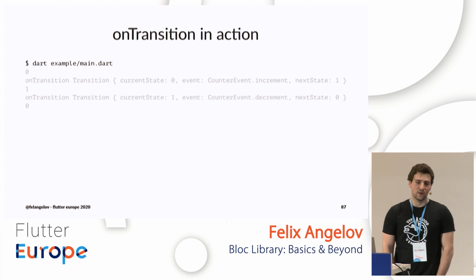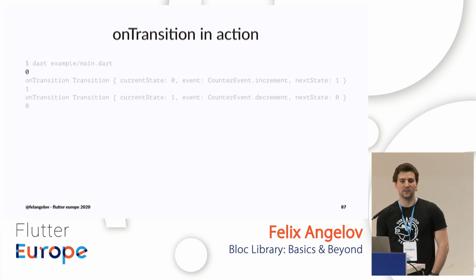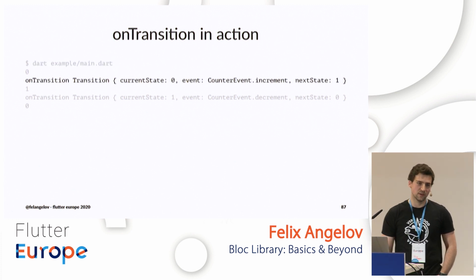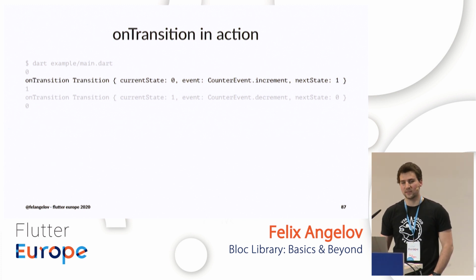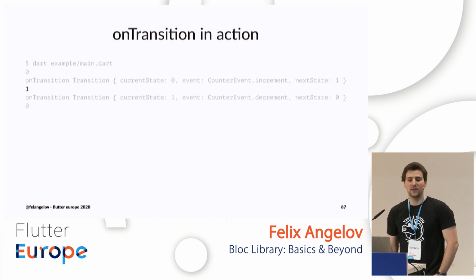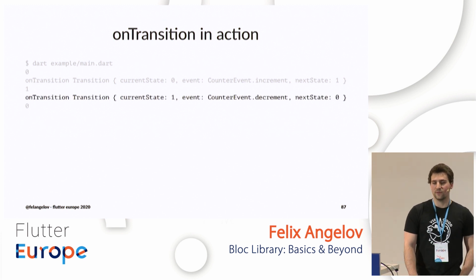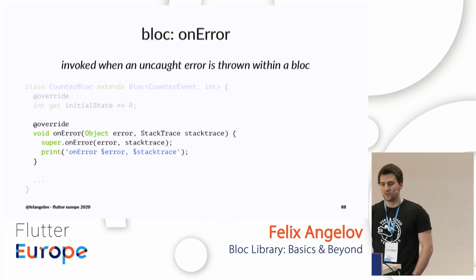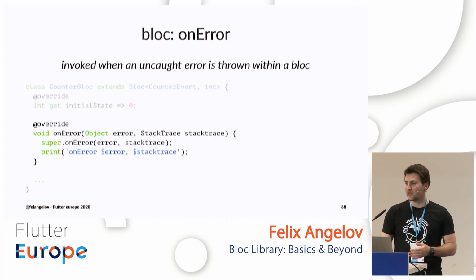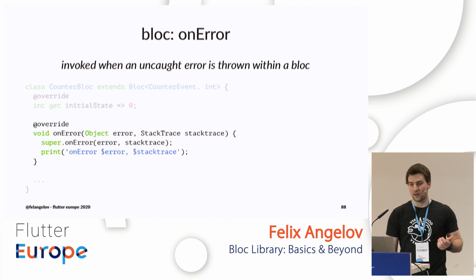And if we go back to our example and run it again, we'll see the initial state is emitted, followed by OnTransition. We have the current state at 0. We add the increment event, and our next state is going to be 1. There's 1. And then another transition is about to happen from 1 back to 0 because of the decrement, and we have our 0. So that's all cool. We can track all the state changes from a single override, which is awesome.